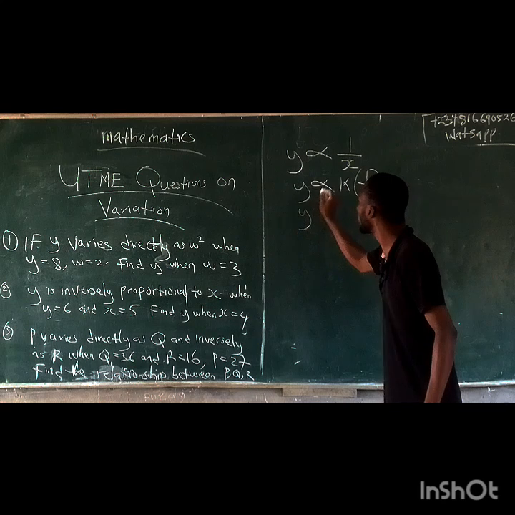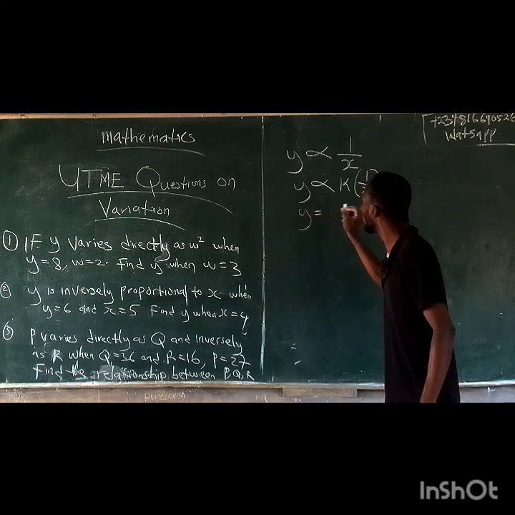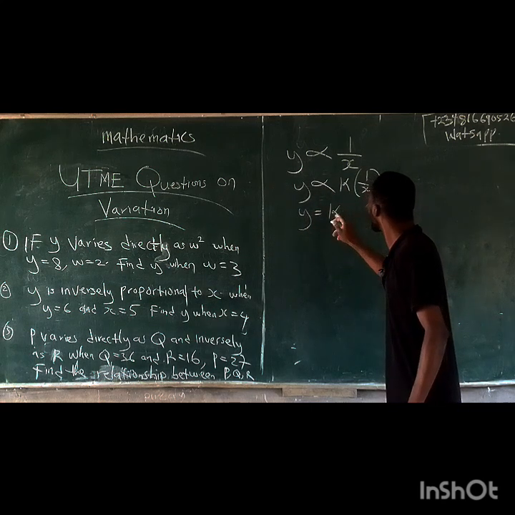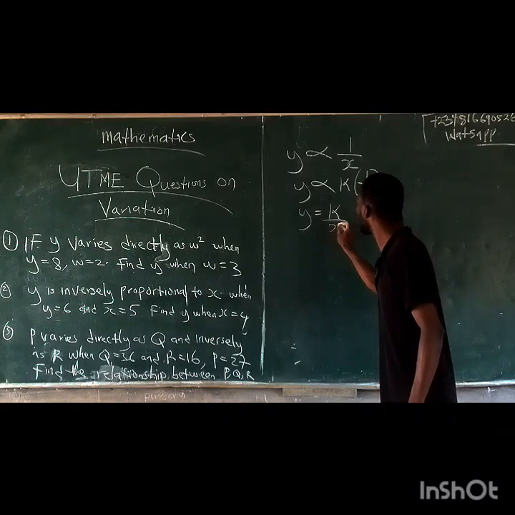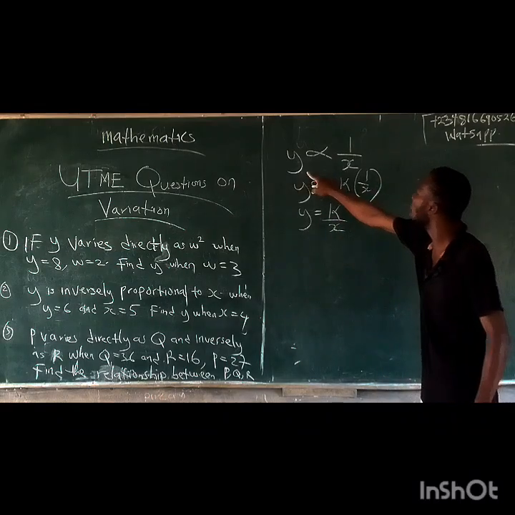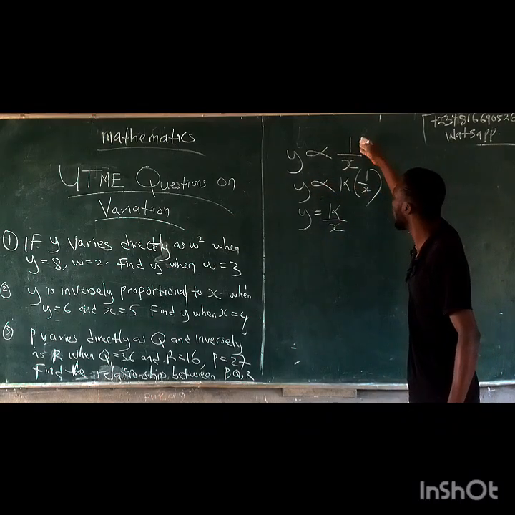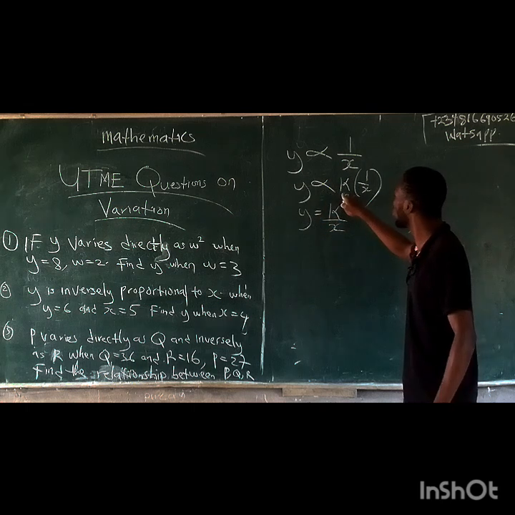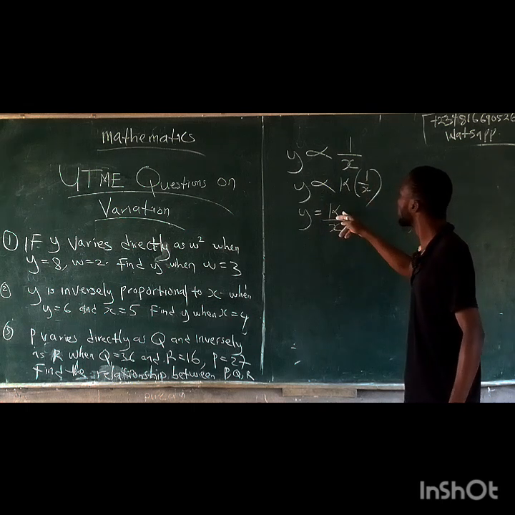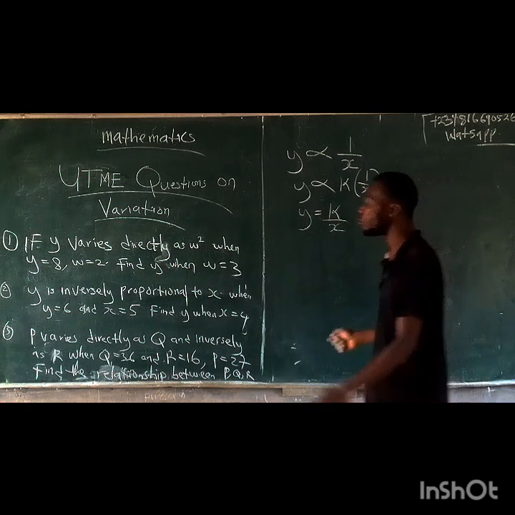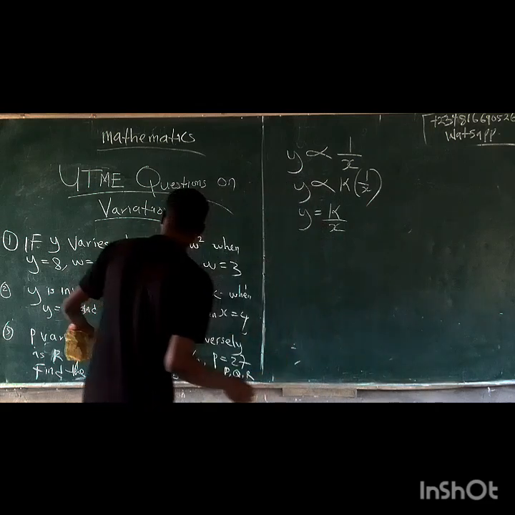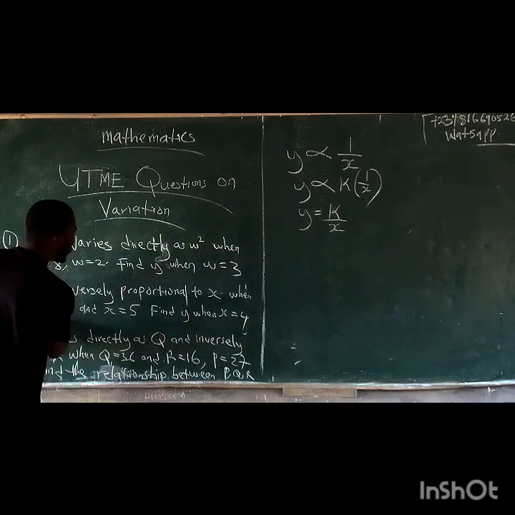Now the y will turn to what? The sign will turn to an equal sign, then I have k times 1, which is k over what? X. Now y varies inversely, there's the inverse of x, 1 over x, then introduce your constant, then k times 1, k over what? X. Then you now try to substitute. Now we substitute by saying, now y is what?